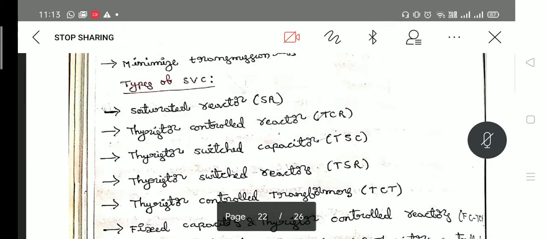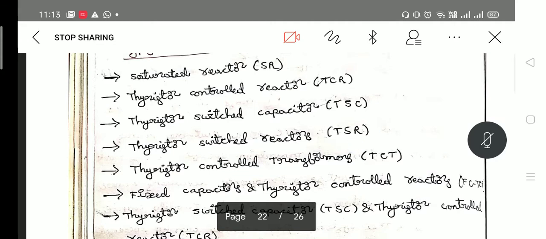Okay, we will discuss these types of SVC in the FACTS subject. Here there is no need to discuss all the types. In the FACTS subject we will discuss all these topics in detail.